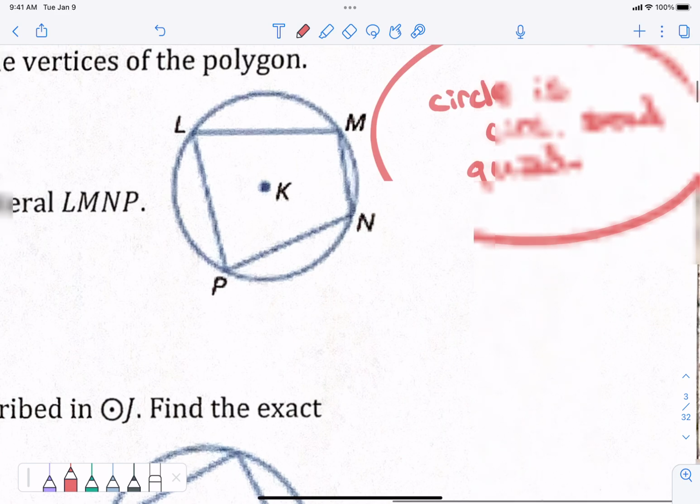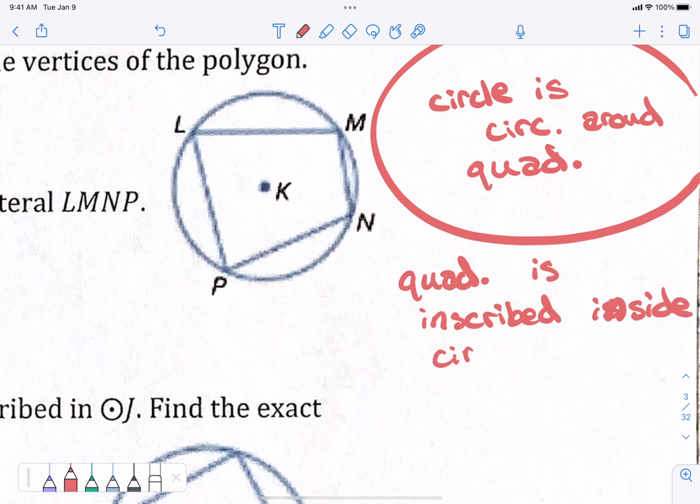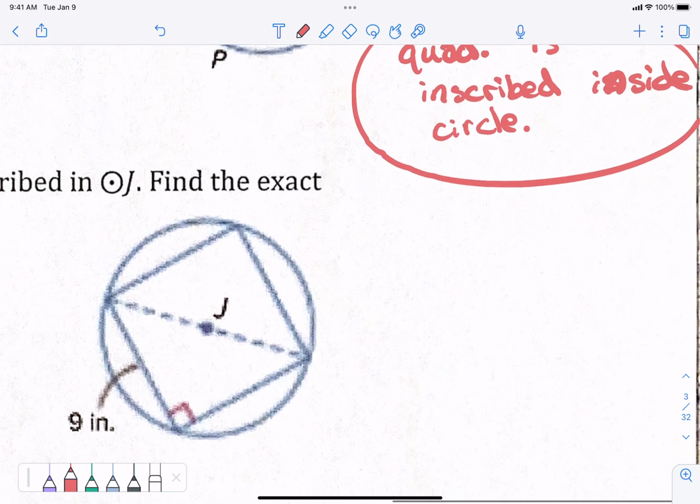But then if I talk about the quadrilateral, the quadrilateral is inscribed inside the circle. Does that make sense? It just depends on which one I'm talking about. So the quadrilateral is on the inside, so it's inscribed inside the circle. But the circle, if I'm going to talk about the circle first, the circle is circumscribed around the outside. Okay? All right, so let me show you when this might happen.